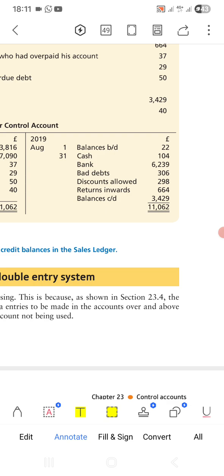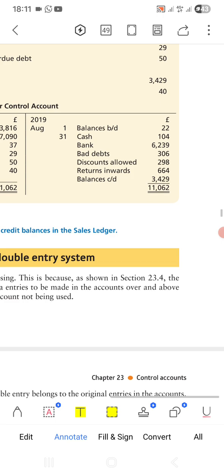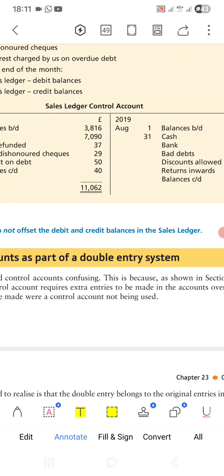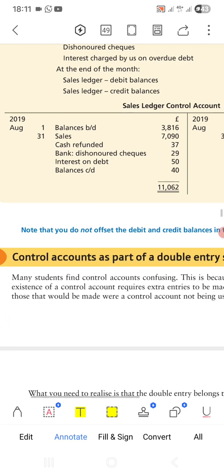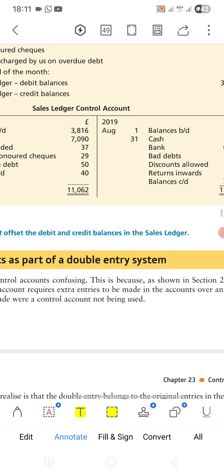Then cash bank there, we are basically referring to the receipts from the customers, from the credit customers. Then we also have bad debts written off, discounts allowed there on the credit side, returns inwards. Then we also have another item which is not there, set offs or maybe contra entries, another entry that should be on the credit side. And lastly, we've got the balance CD. So that's the format for the control account, as you can see there on the screen.